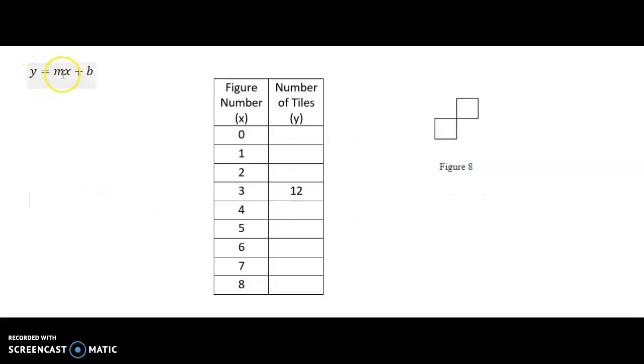Okay, the y equals mx plus b. So we need the growth and the starting point. I can see I don't have the starting point, and I don't know what the growth is either. So let's take what we know and put it into a table. Figure 8, it shows over here, has 2. Now I know that there's a big gap between here, but we can use our brains to figure out what that is going to be.